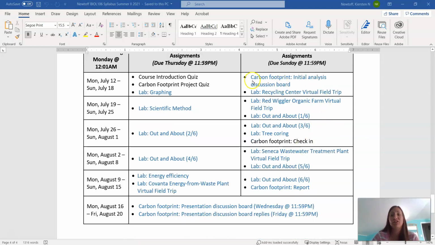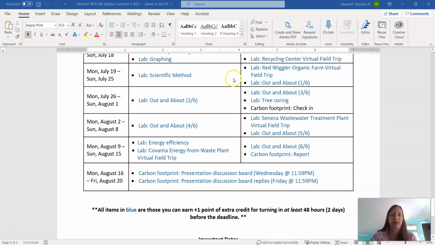The information related to the carbon footprint project as well as other assignments are also here. Again, this is set in stone. This is not going to change. You can rely on the information in the schedule, so I highly recommend you print it out.